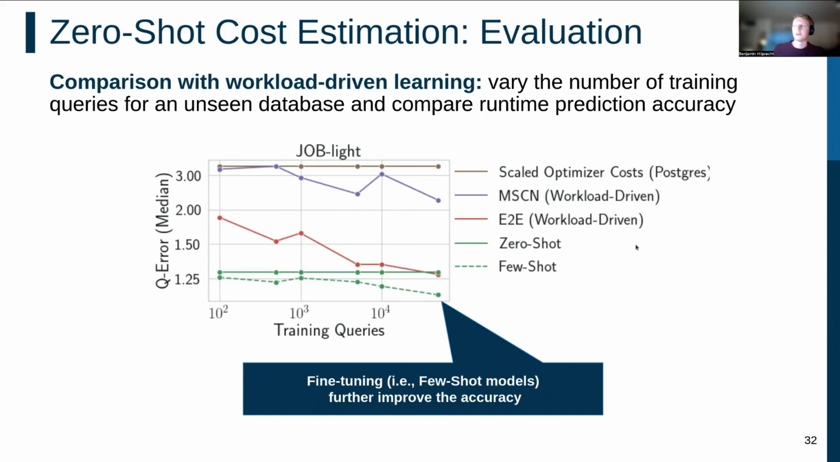This is actually not a fair comparison for us because, of course, we can also make use of those additional training queries. So if we use those training queries also for the zero-shot model, we can become much more accurate and improve over the pure zero-shot performance. So we actually then even beat the workload-driven model for 50,000 queries. And that's the few-shot case because we make use of those additional queries.